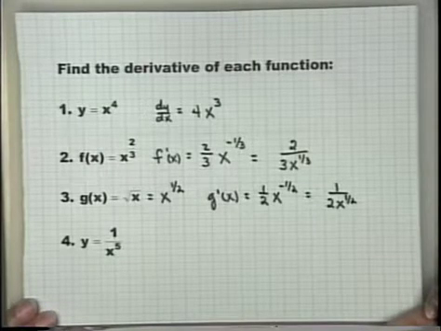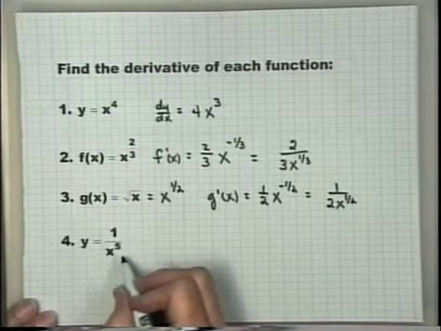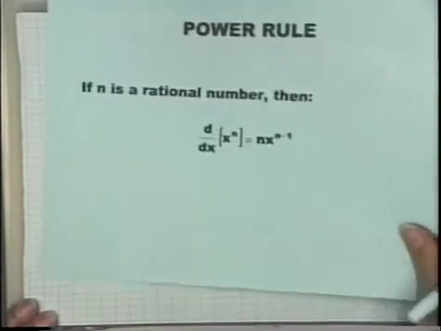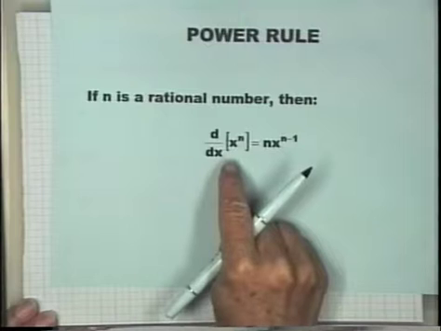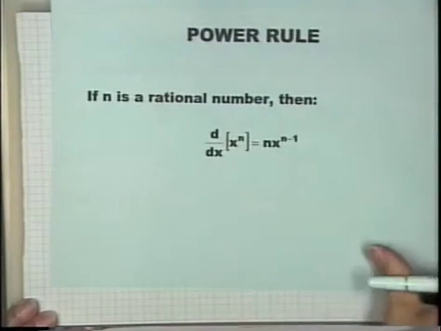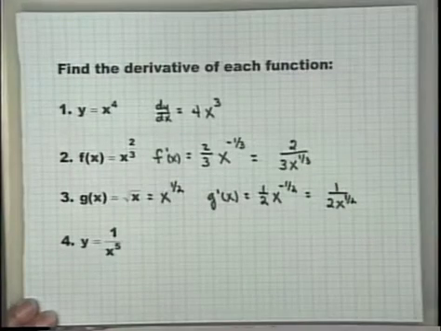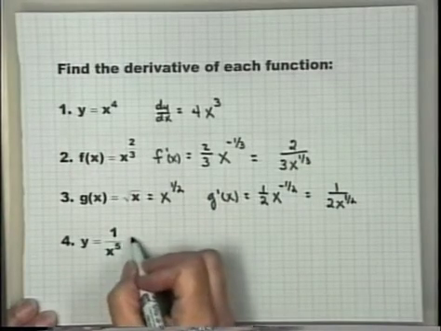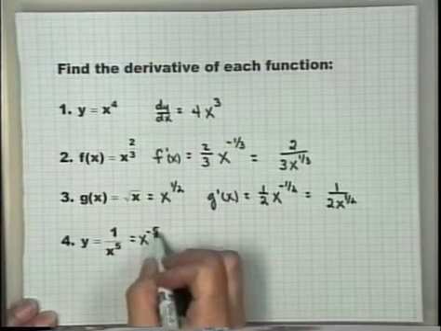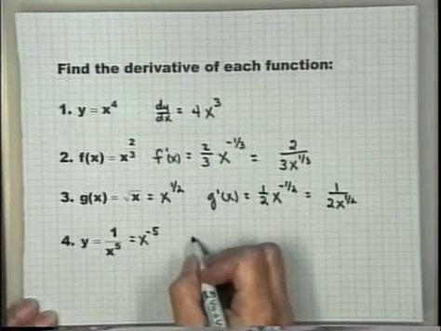Now, be careful on this last one. Y equals 1 over x to the 5th. Now, when you apply your power rule, do you see this x to the n being in the denominator at all? It isn't, is it? It's x to a power. No fraction form there. So, I'm going to rewrite 1 over x to the 5th as x to the negative 5. Then I will apply the power rule.